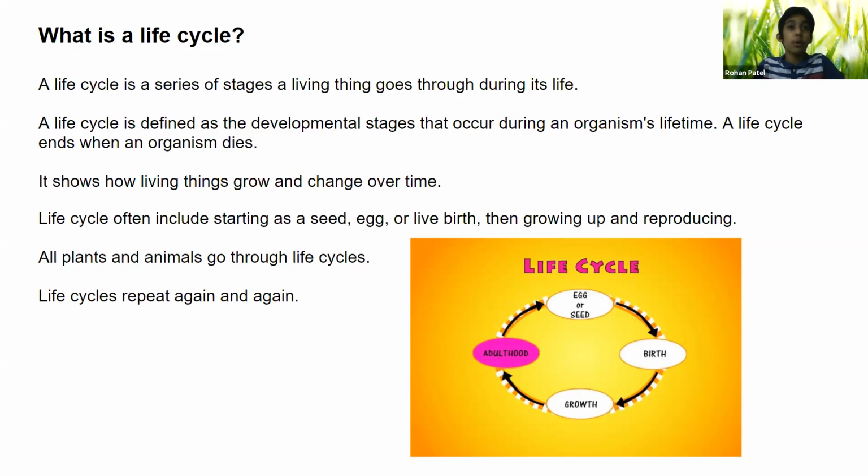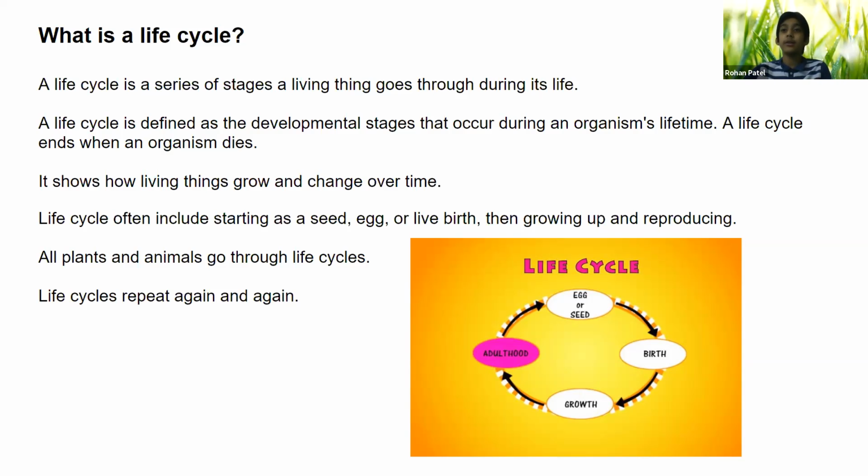All organisms, all plants, all animals, and humans. So a life cycle is defined as the development stages that occur during an organism's lifetime. A life cycle ends when the organism dies. It shows how living things grow and change over time. Life cycles often start as a seed, egg, or live birth, then growing up and then reproducing at the end. All plants and animals go through life cycles and they keep on repeating.